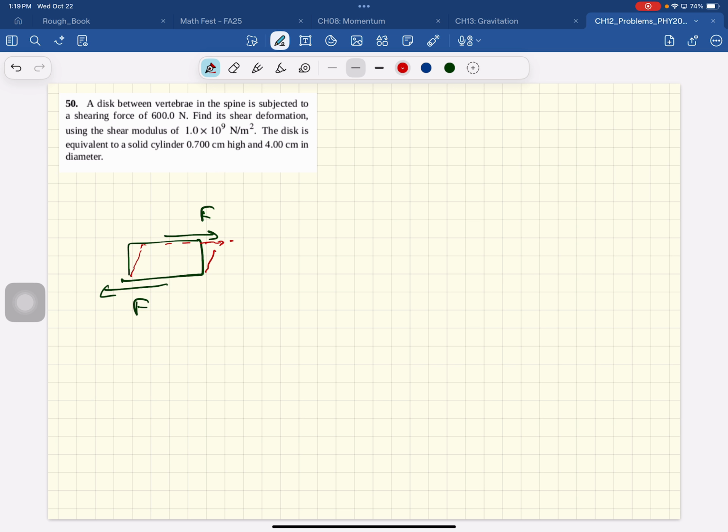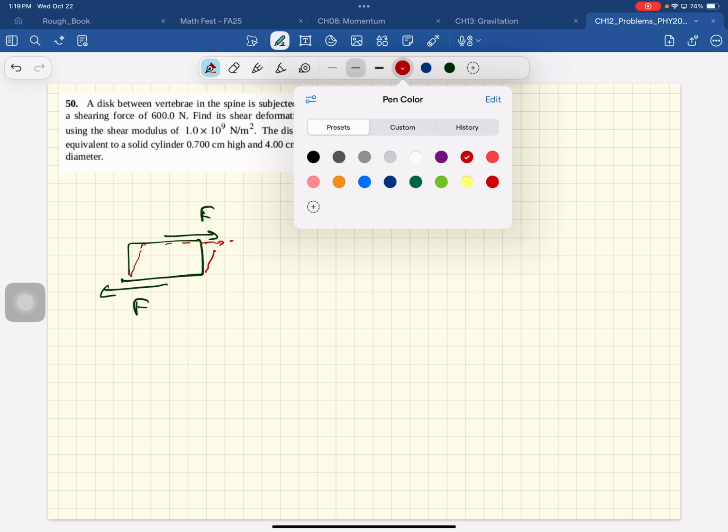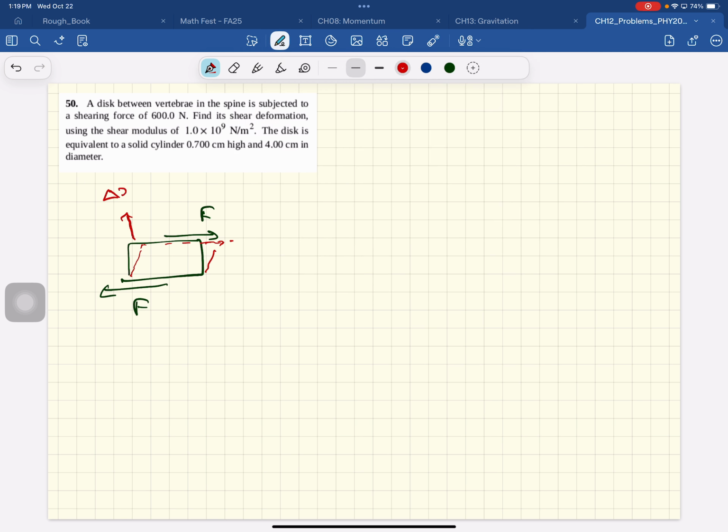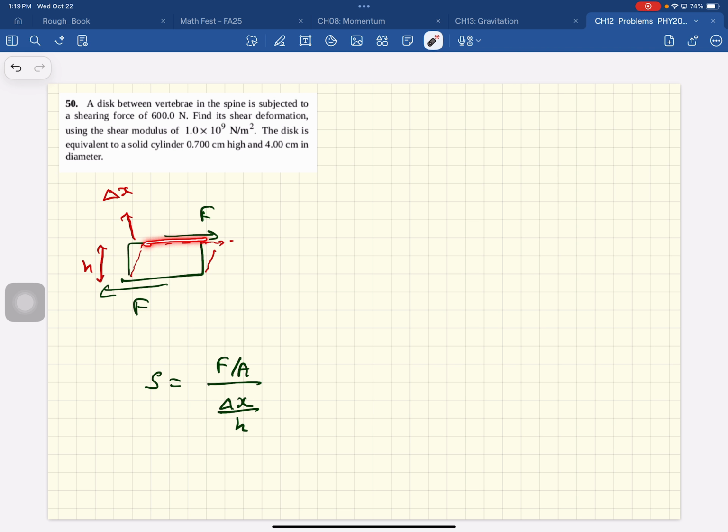This is delta x. That is h. So the shear deformation is the shearing stress over the shear modulus. How much does this top surface move relative to the bottom surface? This is what I want you to find. So delta x over h is F over A divided by S.